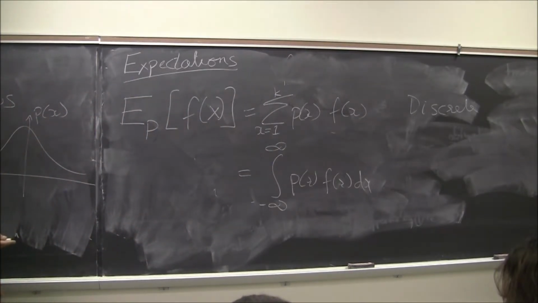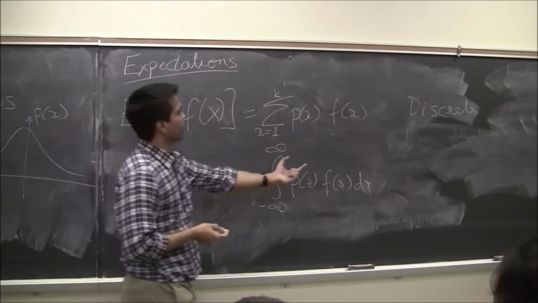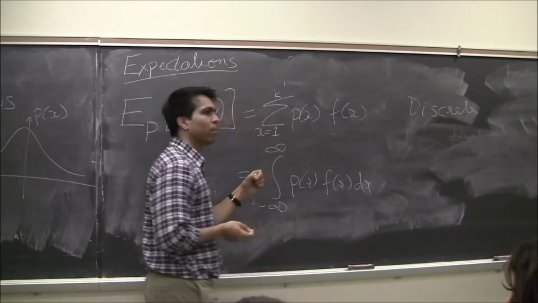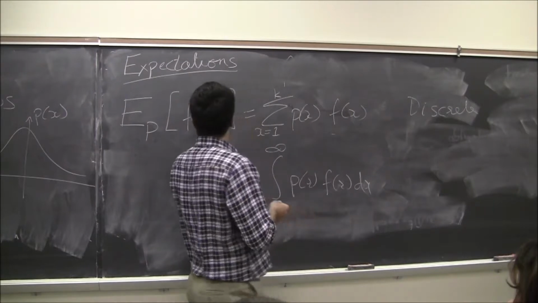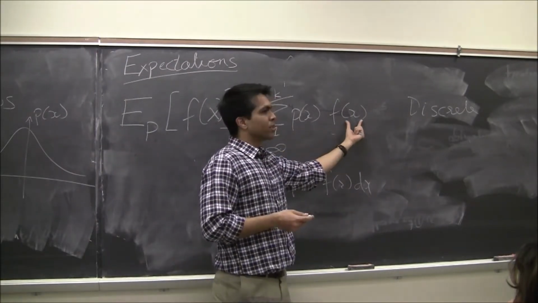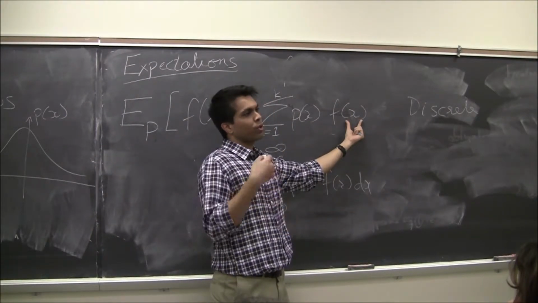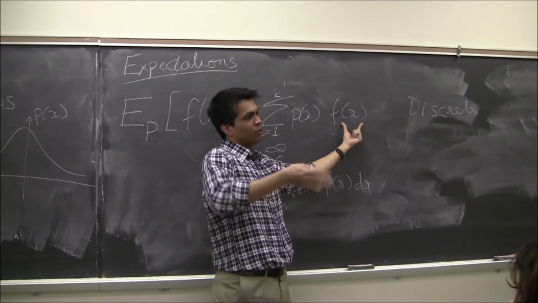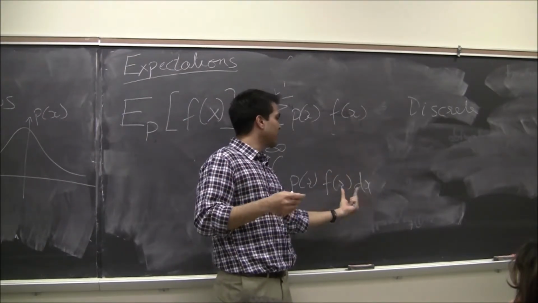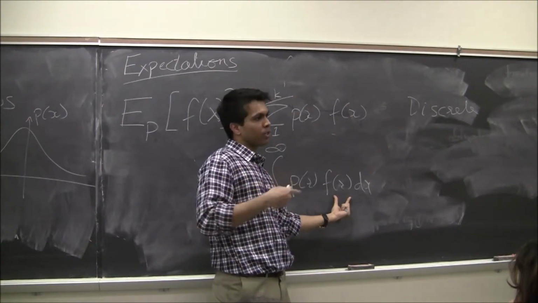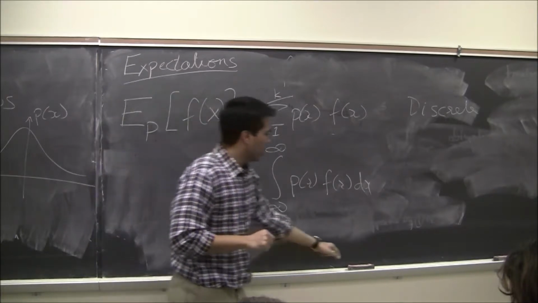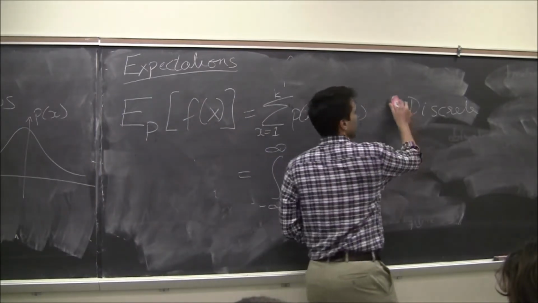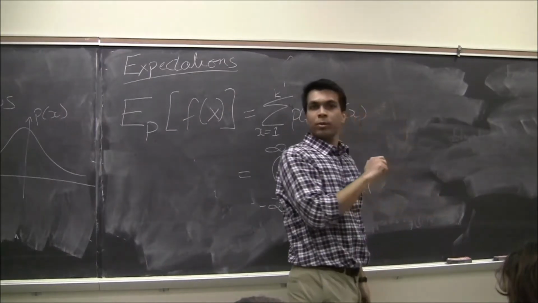Is the range of f of x continuous or discrete? Doesn't really matter. In this case, x is a discrete random variable, and so you can only poll f of x at a few discrete places, right? In this case, x is a continuous random variable, so it's an entire continuous function.